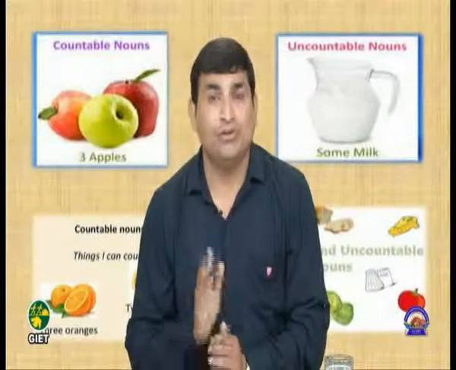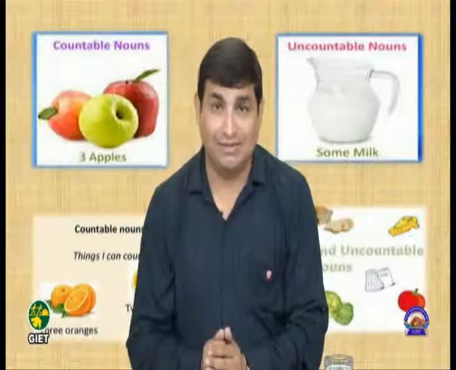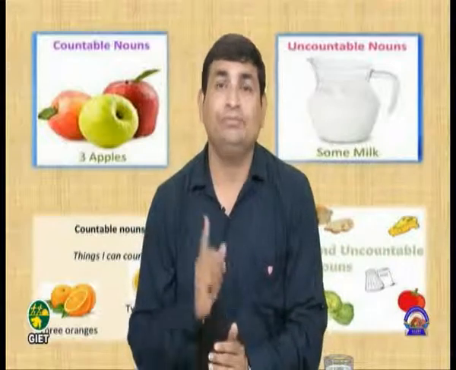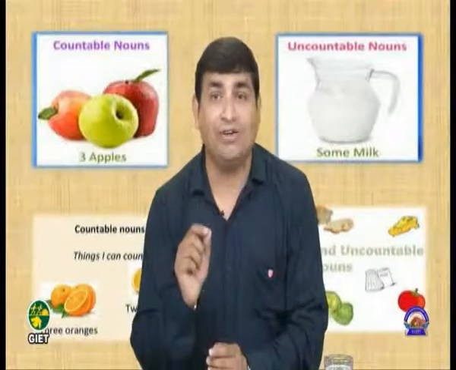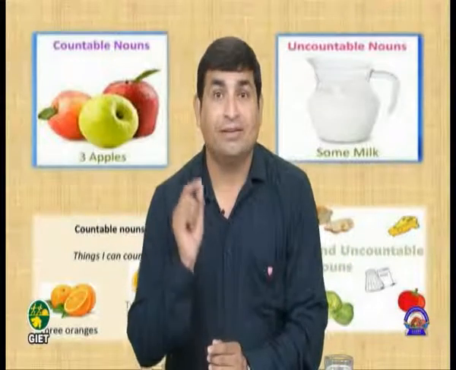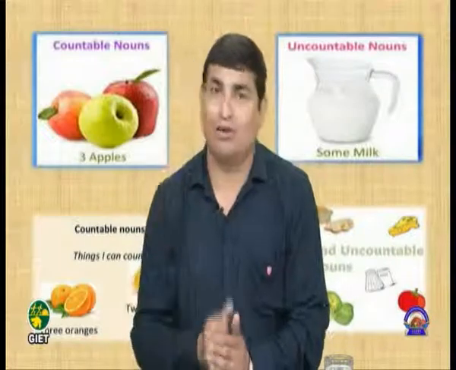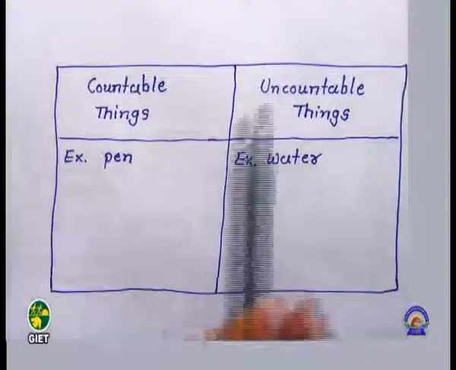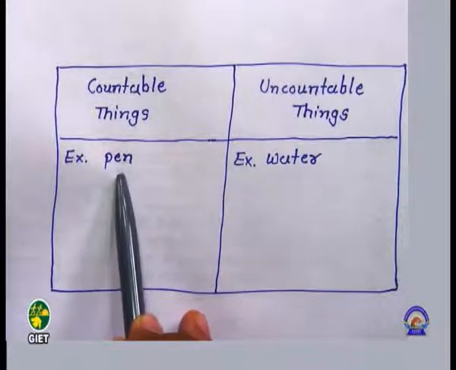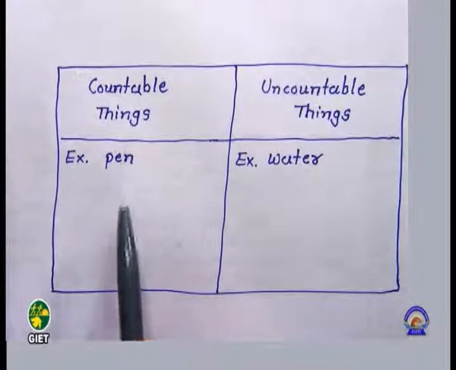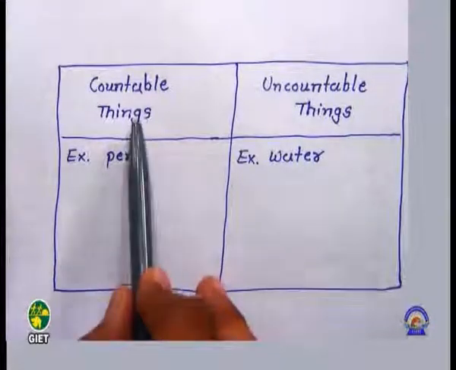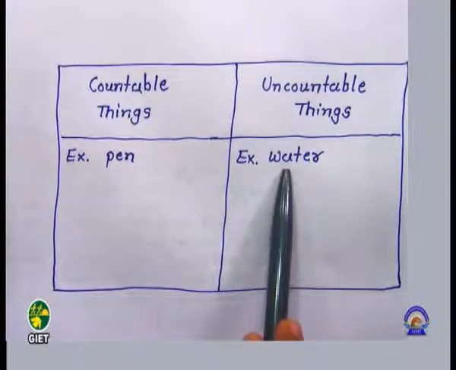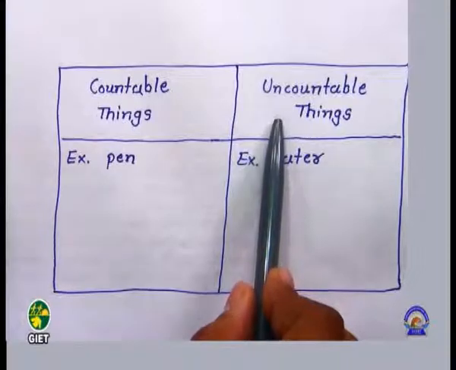Here, you will see some objects. What you have to do? You have to identify that object and put them in the box of countable things or uncountable things. You have to draw this type of table. Here is an example for you. As we talked earlier, pen is a countable thing and water is an uncountable thing.